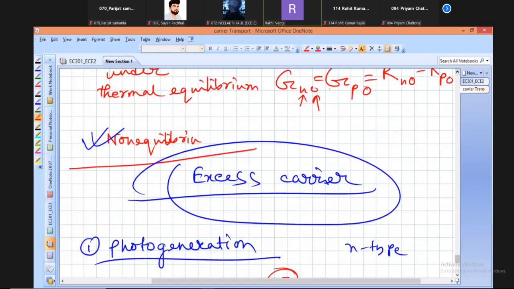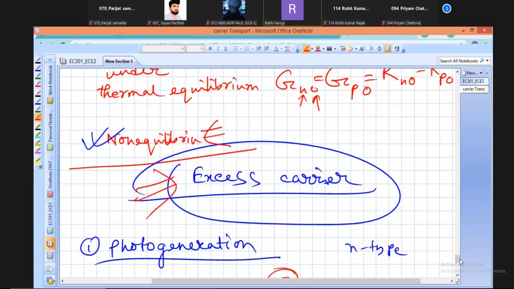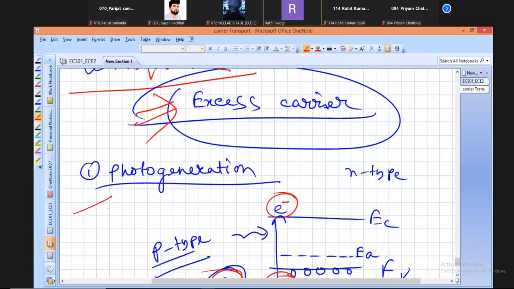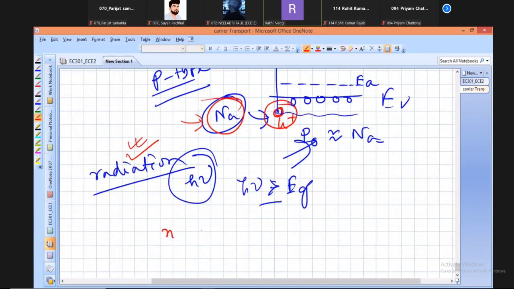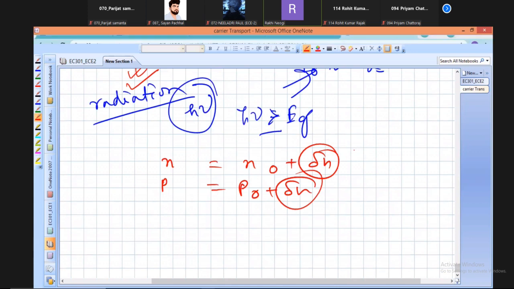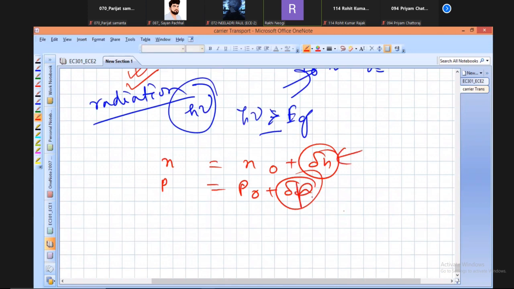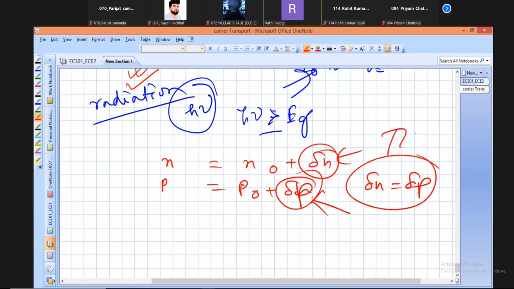Whenever a semiconductor is in non-equilibrium, excess carriers will always be there. And what I discussed here, photogeneration, is one of the processes of generation of excess carriers. For excess carriers, the total electron or total hole concentration will be equal to n0 plus del n, or p0 plus del p, where del n and del p are the excess concentration of electrons and the excess concentration of holes. Del n is equal to del p because they are created in pairs.